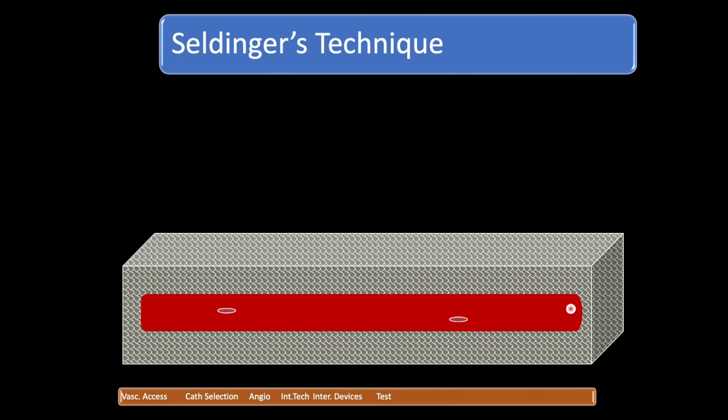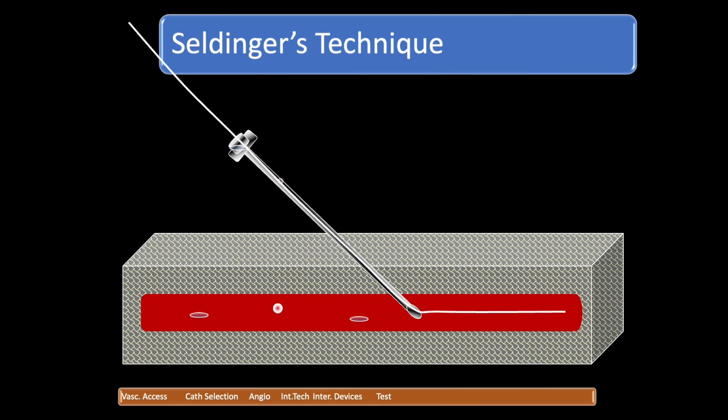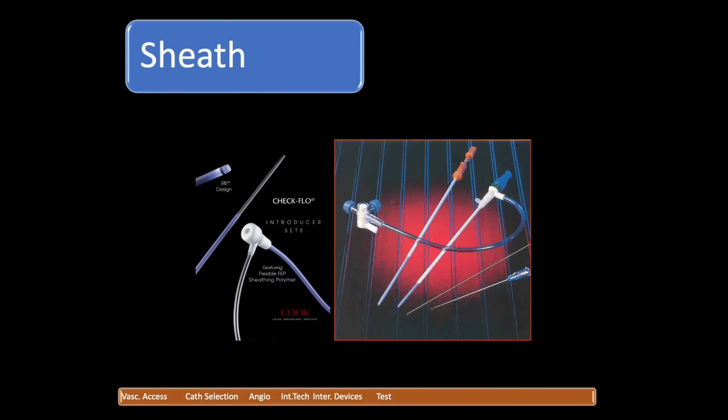You puncture the artery and the blood will start coming out. When the blood starts coming out, you introduce the wire, and then the needle is taken out, and through the wire you can introduce a catheter, or you can introduce a sheath. Why sheath? Sheath is important because you can have multiple exchanges of catheter without affecting the artery. The sheath will protect the artery from injury, subsequent injuring and tearing.